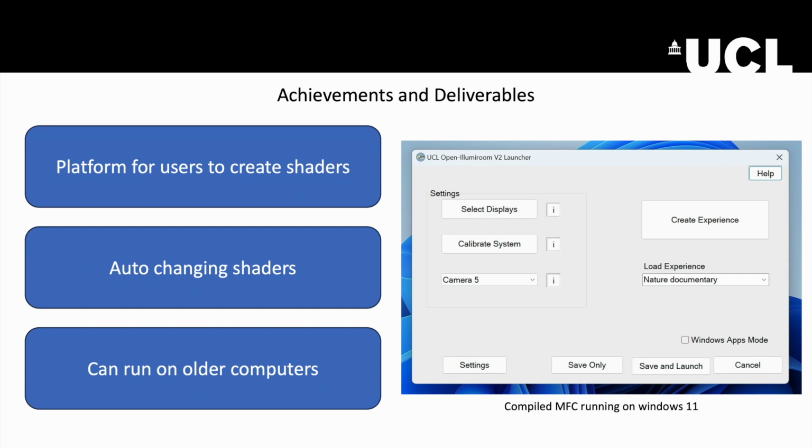Our achievements include providing users with a platform to create custom shaders and configure the triggers effortlessly. Additionally, we implemented an AI algorithm to auto-render shaders based on the screen activity, enhancing the immersive experience. Furthermore, we have optimized our program to run efficiently on older computers, ensuring accessibility for a wide range of users. For example, people with mobility issues in hospital wards.